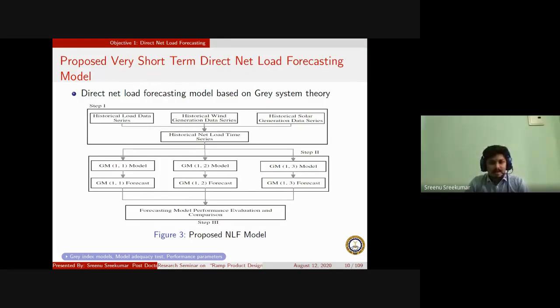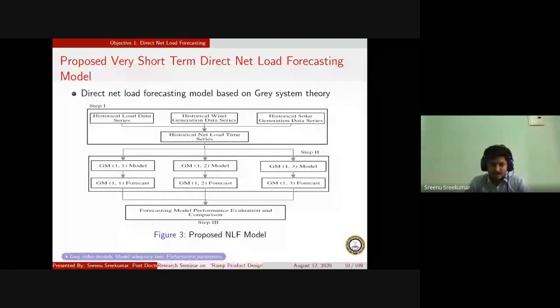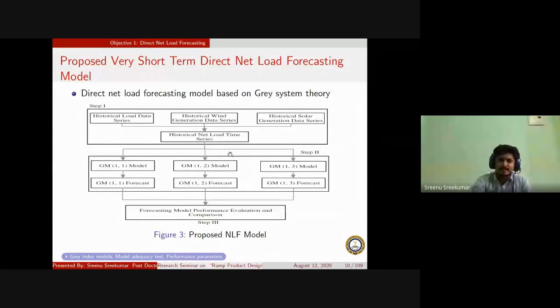And the proposed model has three steps. In the first step, it estimates the net load time series, and in the second step, it obtains net load forecast using gray index models. Here we can see three models: GM11, GM12, and GM13. Here the first number shows it is represented by a first order differential equation. The second one shows how many variables are used in each model.